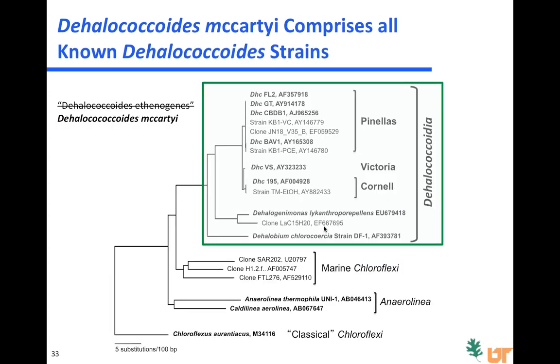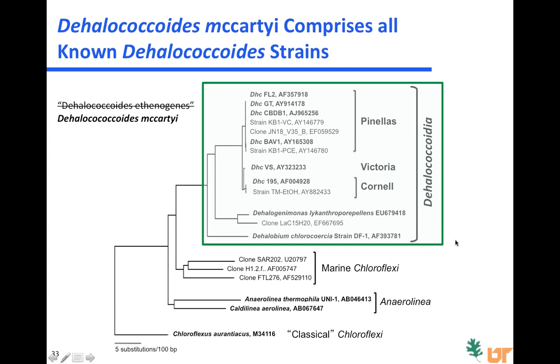In the next slide, you see a tree. What we've done is that all of the known Dehalococcoides strains belong to Dehalococcoides mccartyi. So the term Dehalococcoides ethenogenes should no longer be used. All known strains of Dehalococcoides belong to the species mccartyi.